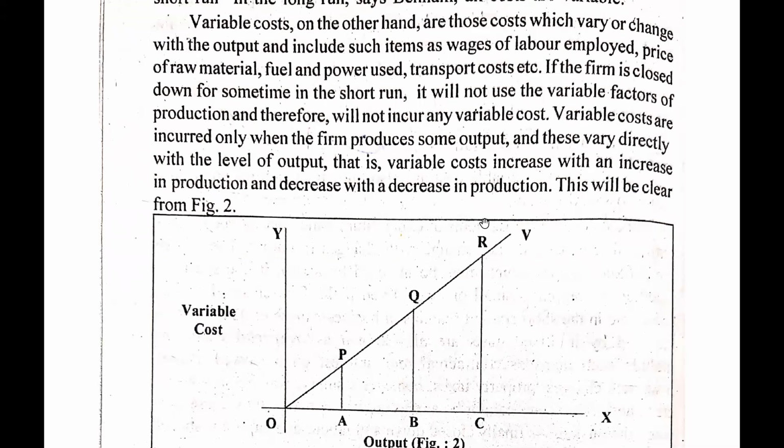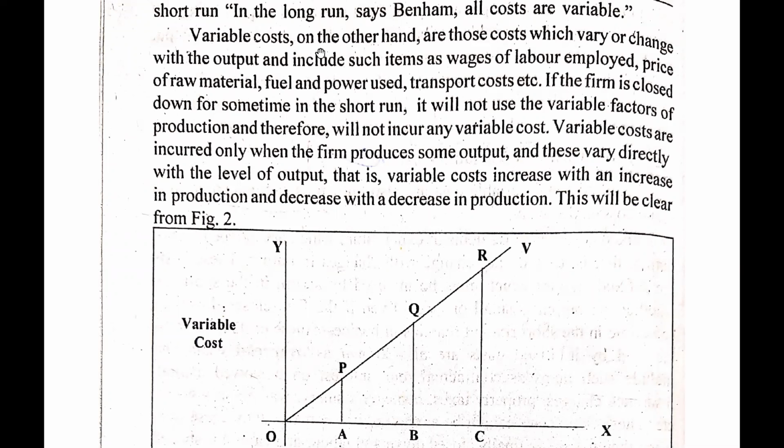So variable costs are those costs which vary or change with the output, and include such items as wages of labor employed, price of raw material, fuel and power used, transportation costs, etc. If the firm is closed down for some time in the short run, it will not use the variable factors of production, and therefore will not incur any variable cost. Variable costs are incurred only when the firm produces some output, and these vary directly with the level of output. That is, variable cost increases with an increase in production and decreases with a decrease in production.